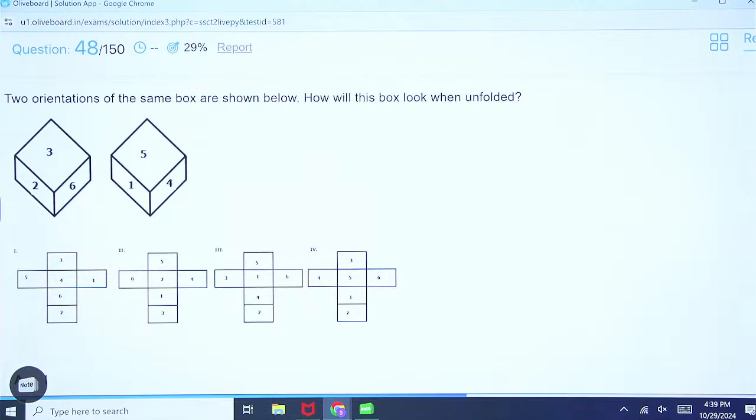3, 2, 6 and 1, 5, 4. Nothing is common in these two dice as well. With the help of the options also we cannot do this thing.